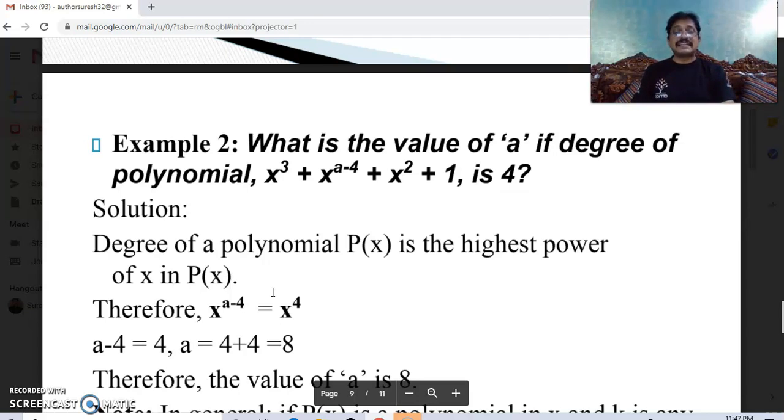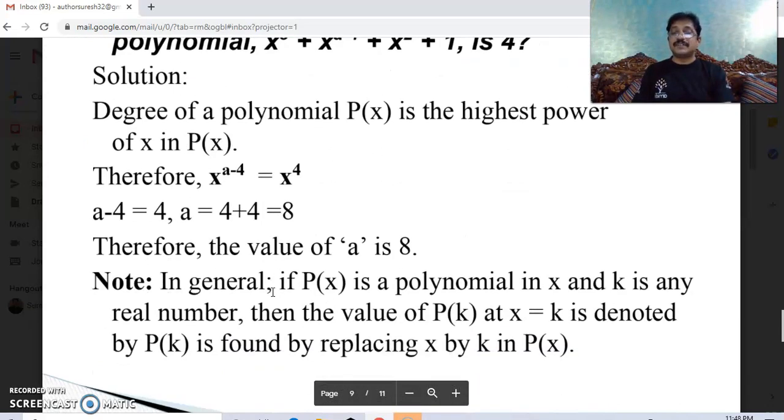Degree of the polynomial p of x is the highest power of x in p of x. As you know, 3, 2, and of course there is no x, which means it's 0. So if the degree of the polynomial is 4, now your unknown value is a minus 4. So x power a minus 4 we have to equate as x power 4. So a minus 4 is equal to 4, because when the exponents are equal, the powers are equal. Then a equals 4 plus 4, which is 8. Therefore the value of a is 8.